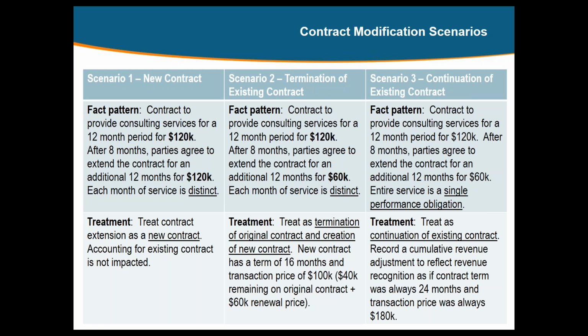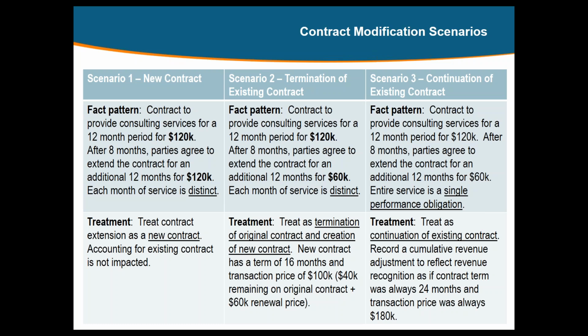So what this means from an accounting perspective is that initial contract, you would continue to account for it as is, as if it wasn't even modified, and then this renewal would be treated as a completely separate contract. You would start recognizing revenue upon the commencement of those services for the renewal year. So I think relatively straightforward. I think that's probably the easiest of the three scenarios to grasp and to account for.